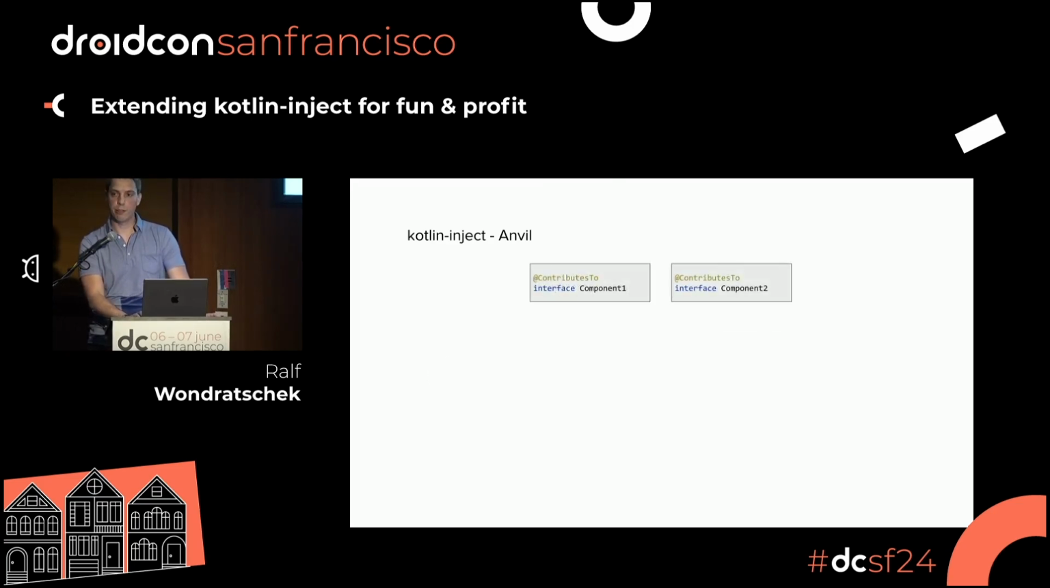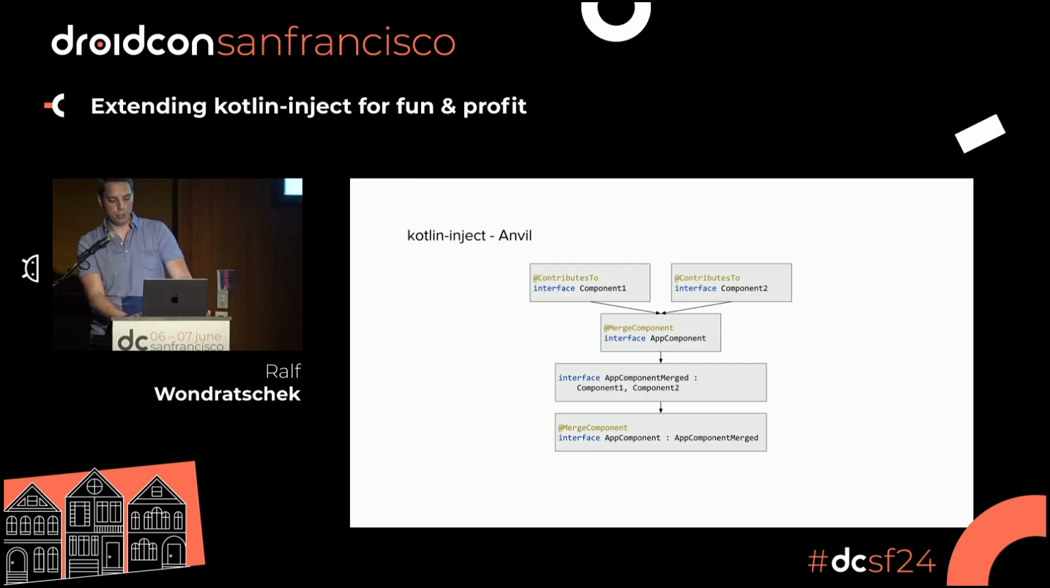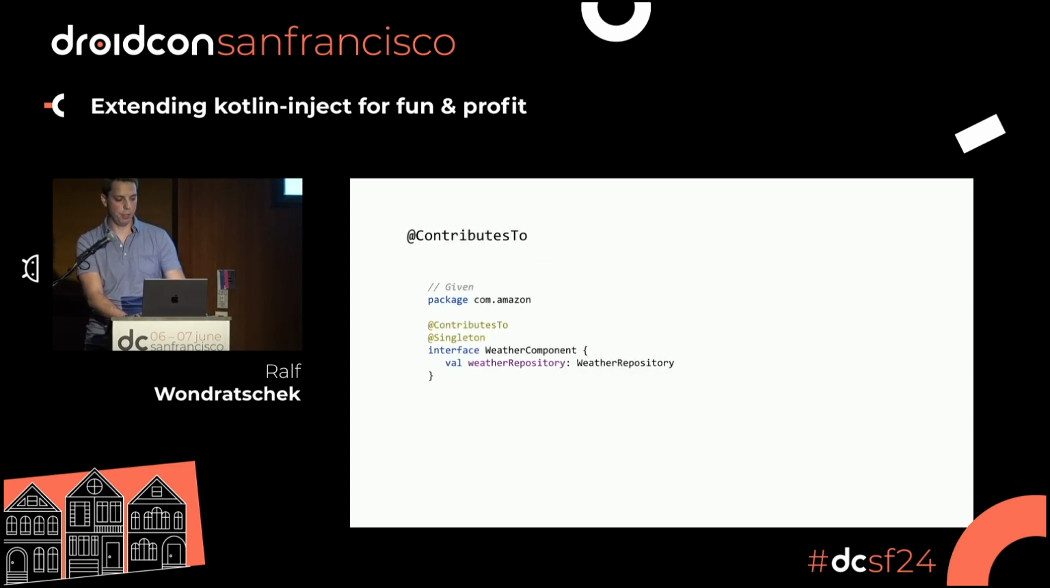This is roughly how the algorithm works. Imagine you have two components that you contribute. Then our symbol processor eventually will see in a module the merge component annotation. Then it will go ahead and generate this app component merge that we've seen earlier. It will add these component 1 and component 2 as super types. Then we update our app component with that, and this will make kotlin-inject generate all the necessary code. And once we're done with that, we want to run the simple processor. And this is supported because KSP supports multiple rounds, and kotlin-inject out of the box supported this properly.